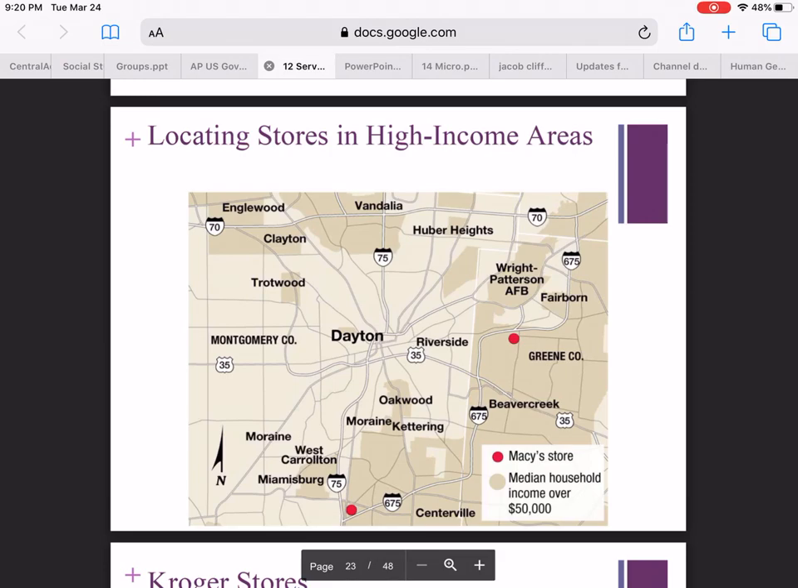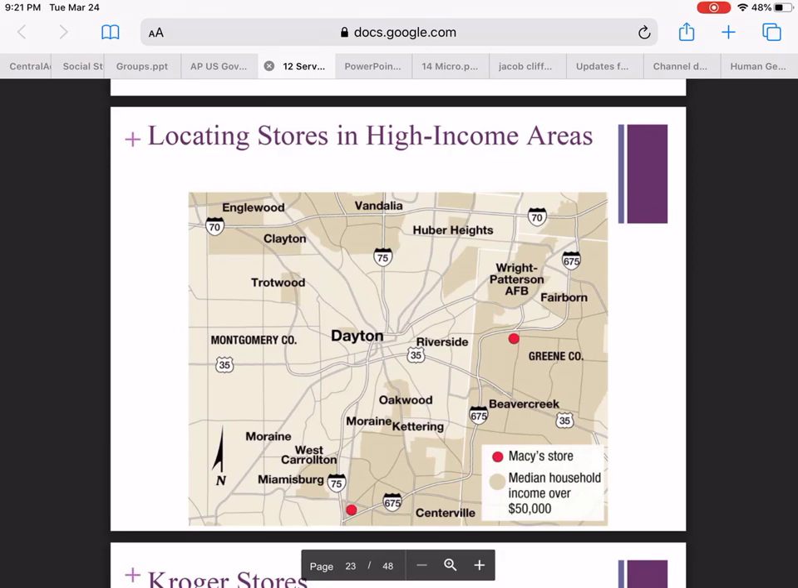And if you look at the median household income in these areas, these darker tan areas, you're going to see that they're basically located with a couple things in mind. Now, obviously, the one in Beaver Creek is located basically in the center of a really fairly wealthy area. It's going to draw people from all around it. It may also draw people in from Dayton.